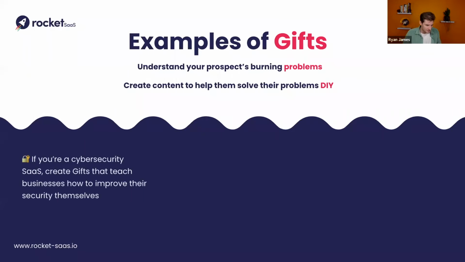So for example, let's say you've got a cybersecurity SaaS. You should be creating gifts that teach businesses how to improve their security themselves. So you should be creating blog articles or videos or a podcast, for example, where you teach people tips, things like you should be asking your employees to change their password every three months. You should encrypt your website database. You should be careful about allowing your employees to take their laptops on public transport if you've got a lot of sensitive information on there. So just little tips that help people solve their problems DIY.